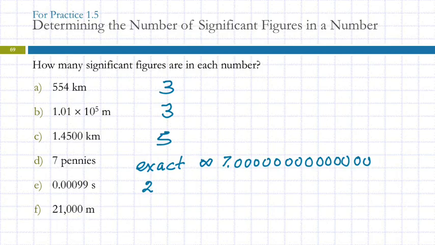21,000 meters. 2. Technically ambiguous, but we're going to assume the worst, 21,000. Because if there's uncertainty in that thousands place, that means this is measured to the nearest 1,000 meters. And so we're saying at 21,000 meters, well, this is between 20,000 and 22,000 meters.